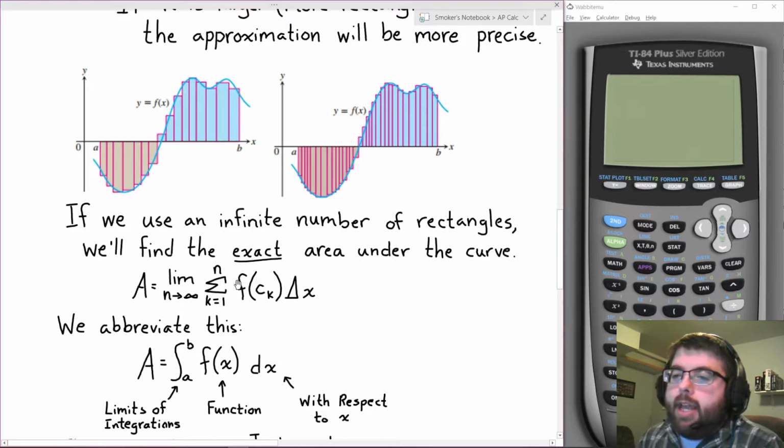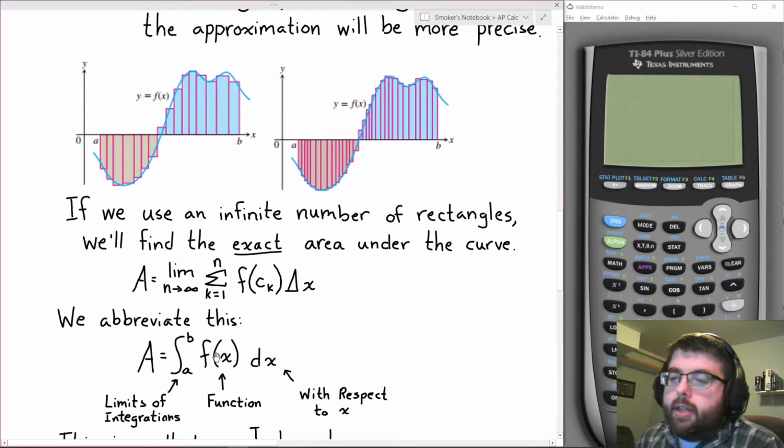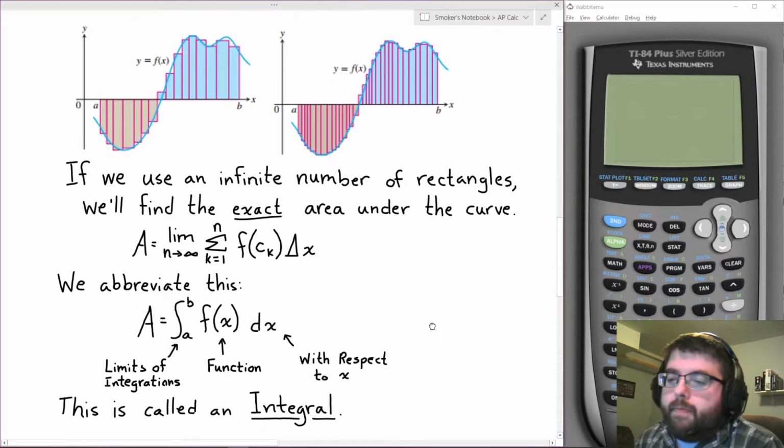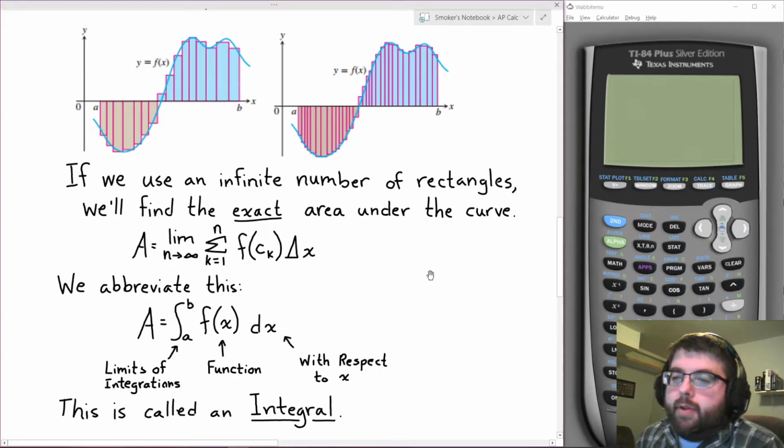Then this f of c sub k is our function. That's going to be the second part of the integral, that function. And this change in x is actually going to convert into dx, and that tells us what we're taking the integral with respect to. So we're abbreviating this mess here like this. We call this the integral. Congratulations, the third part of calculus: limits, derivatives, and this is integration, integrals.